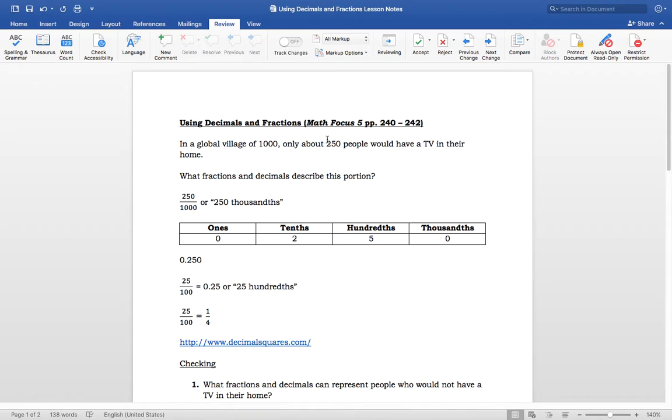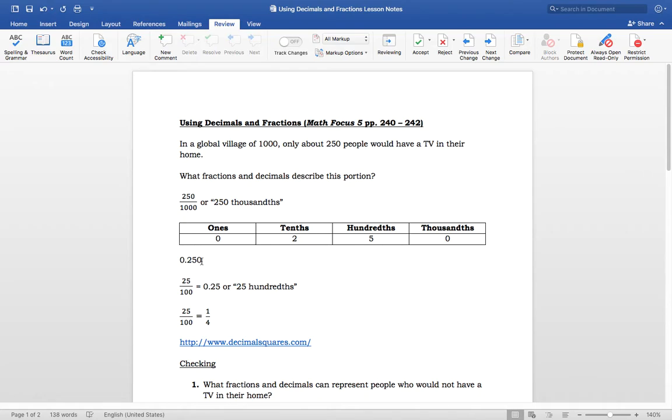Well, we have our numbers, 250 out of 1,000. So 250 over 1,000 would be our first fraction, or we could write it as 250 thousandths. Now, as a decimal, you'd have your 0 in your ones column, your 2 in your tenths column, your 5 in your hundredths column, and your 0 in your thousandths column. So your decimal would be 0.250, and that's 250 thousandths.